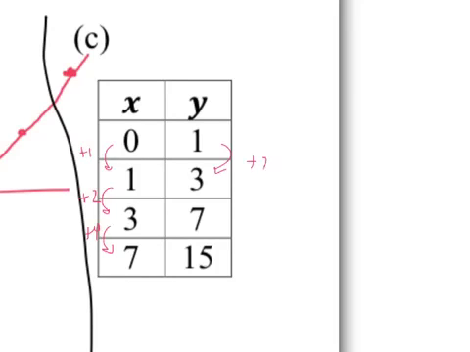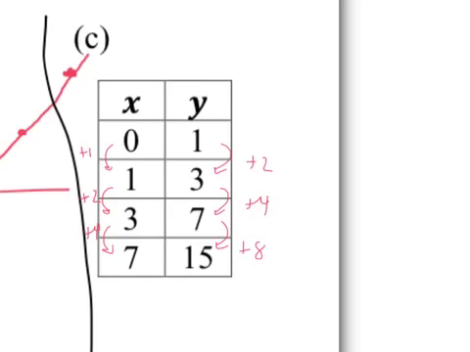This changes up 2, up 4, and then up 8. So what we'll notice is that when there's a change of 1, there's a change of 2. So the y change is double the x change. Well, here again, look, the y change is double the x change. The y change is double the x change.